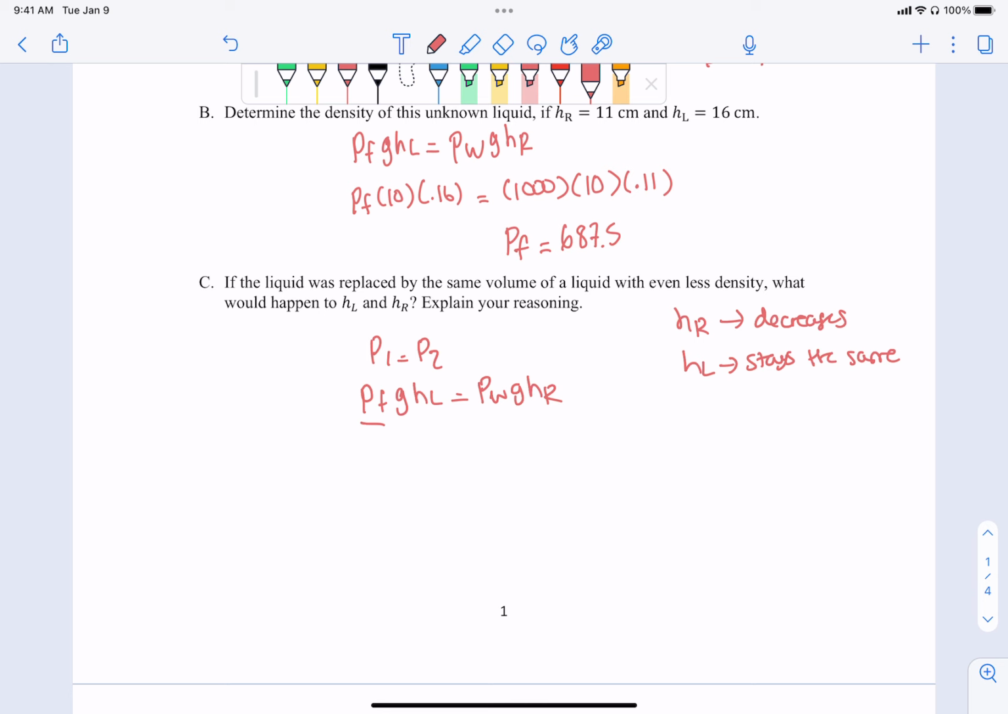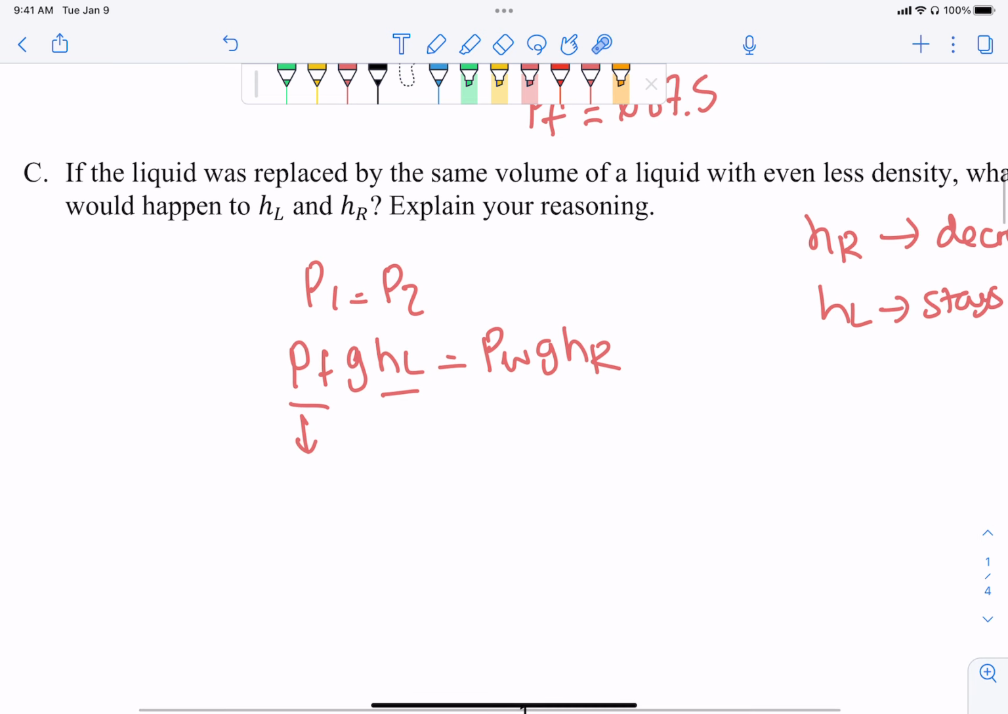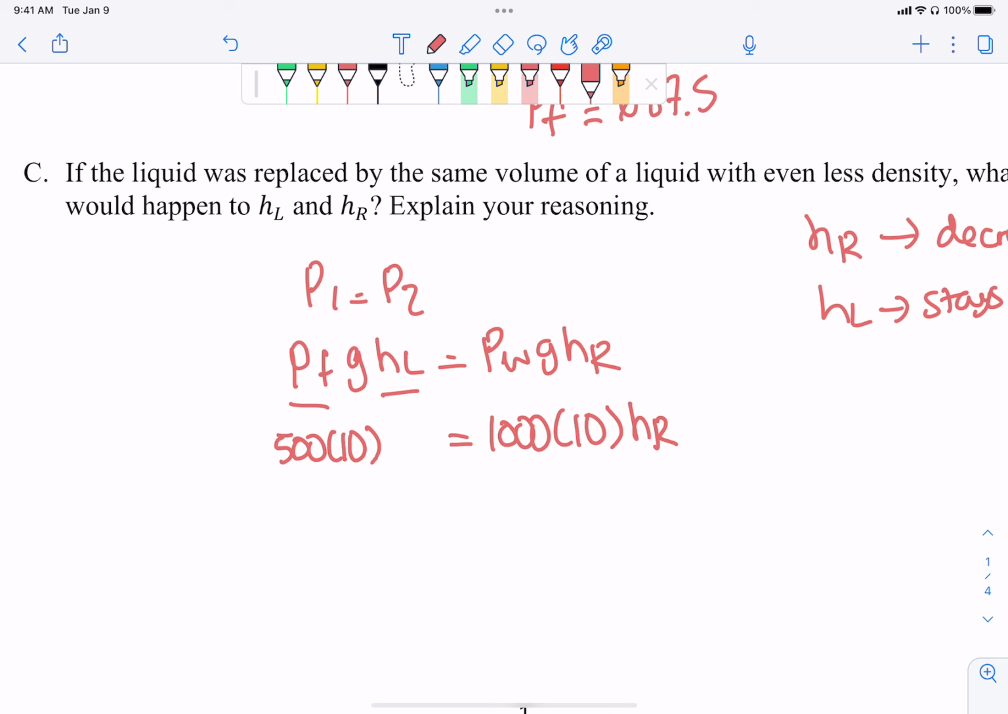But so if this goes down, right? This stays the same. Then you'd essentially be reaching a different pressure on this end, and so this height would have to decrease, basically. So I'm not messing at all with the density here. So if I just put 1000 times 10, right, and then times HR, and I make this 500 times 10, right, times HL.